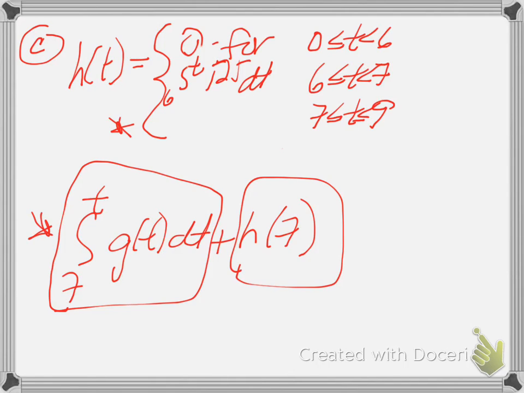So what is h of 7? That's the amount of snow that's removed. If you look at g of t, it's going to be 108. Okay, so let's rewrite this.